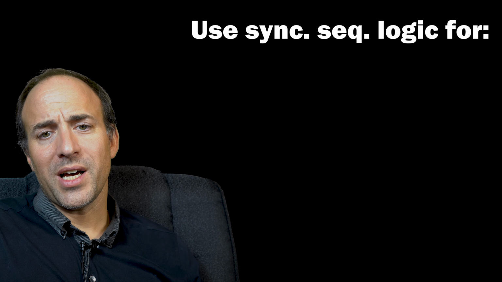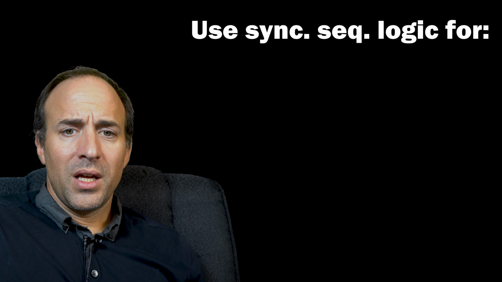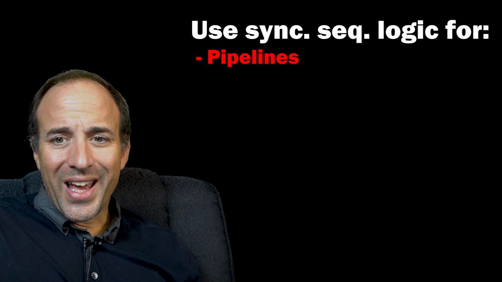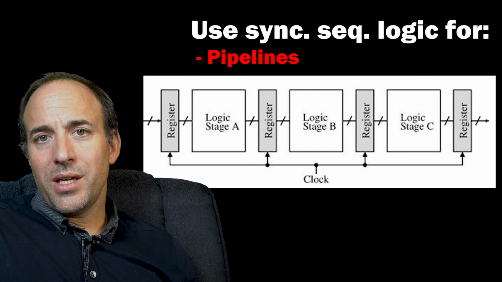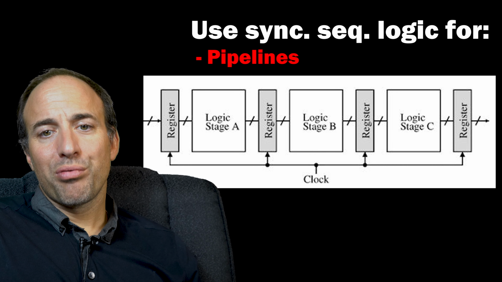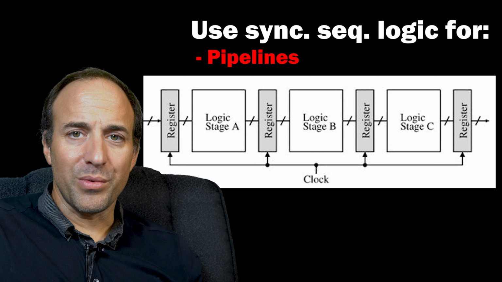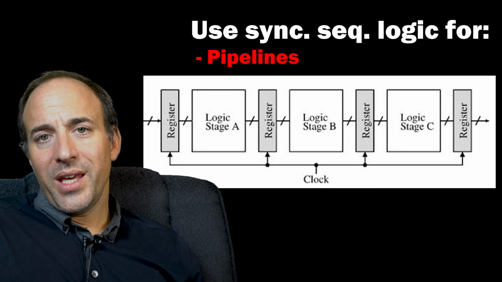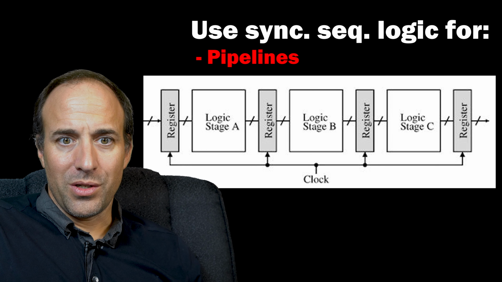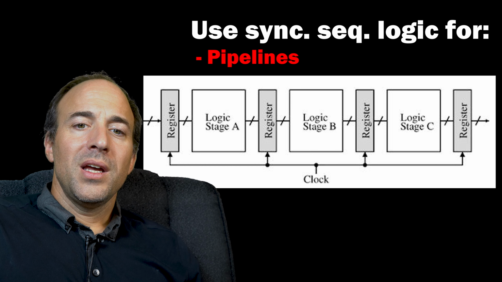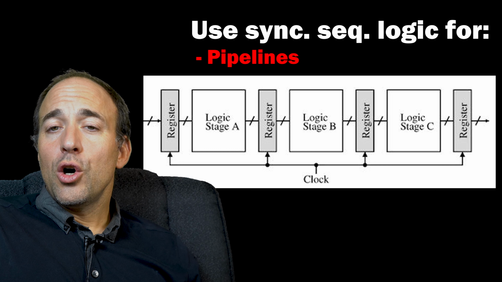The two most common types of synchronous sequential logic are pipelines and finite state machines. Pipelines are a very common method to break up long chains of logic into multiple cycles where the intermediate results are calculated each cycle and captured into registers. This allows the logic to achieve high throughput despite having long latency.